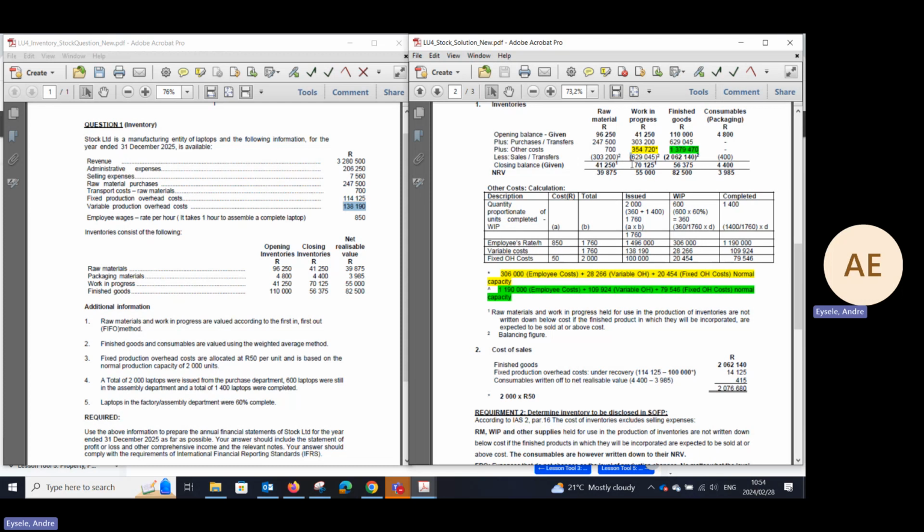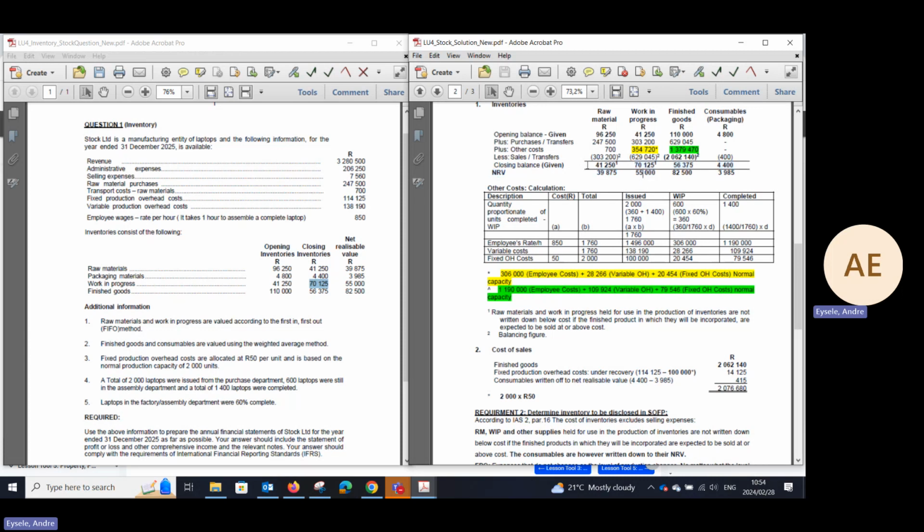Okay. They've given us the closing balance of your work in progress, which you read from the additional information in the question, which is 7152, and the NRV is lower than cost, but you can't write it down purely because the standard tells us that when it is incorporated into the finished goods that will be sold above the cost, then you can't write it down.